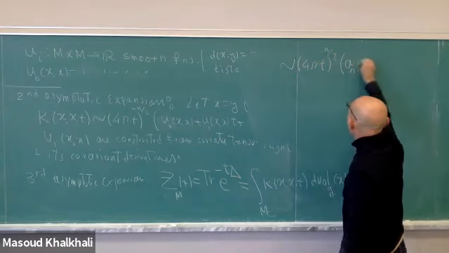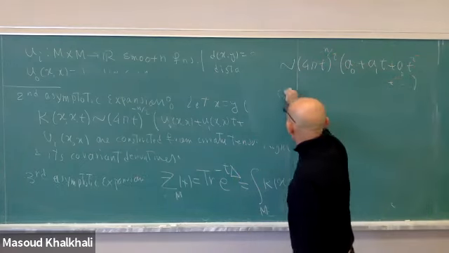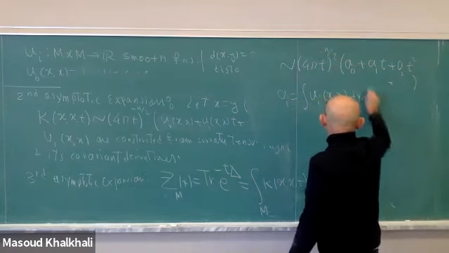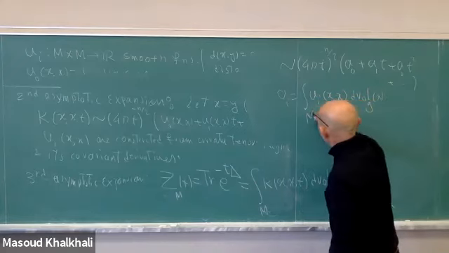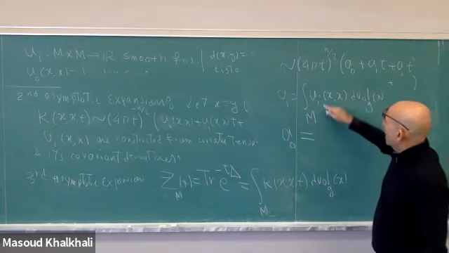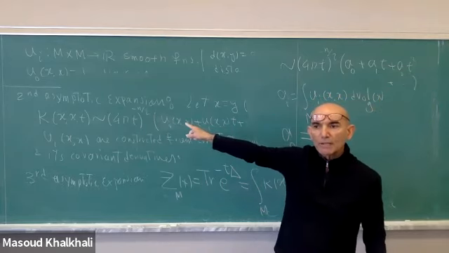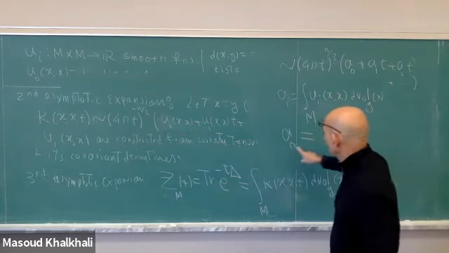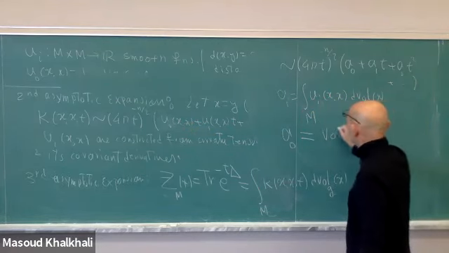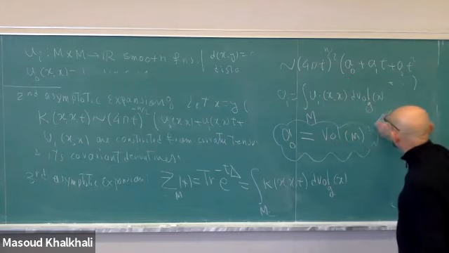Then we get these numbers: a0 plus a1 t plus a2 t squared, and so on, where a_i is nothing but the integral of u_i(x, x) with respect to the volume of x over M. Now, a0 is, of course, the integral of u0. I said that our calculations will show that u0 is the constant function one. So if you integrate it against the volume measure, you get the volume of M. So the leading term is the famous Weyl term.